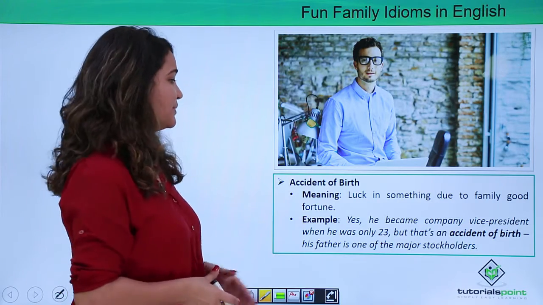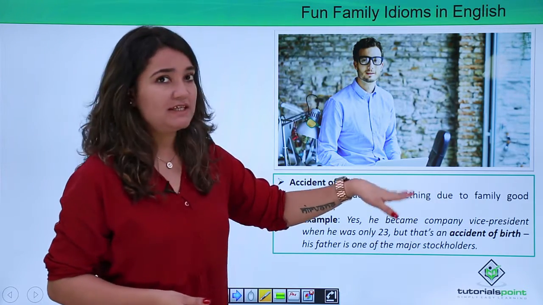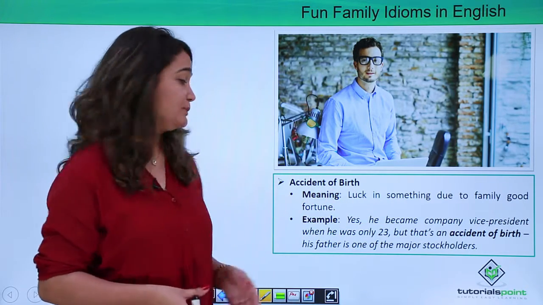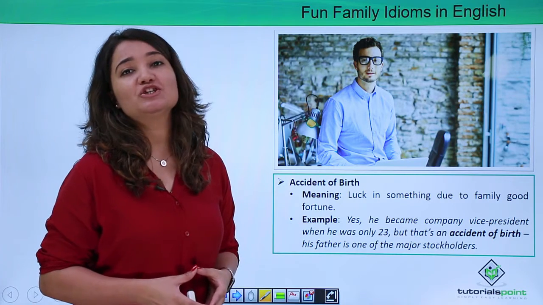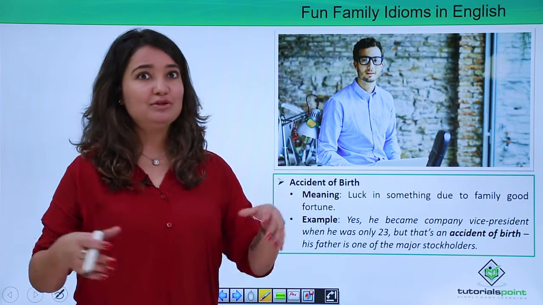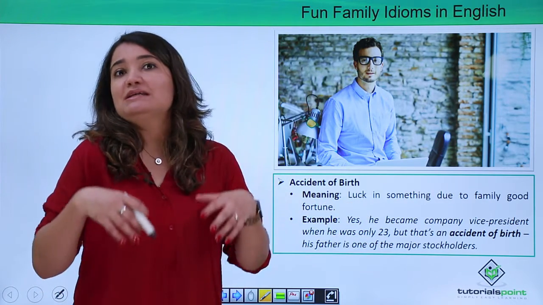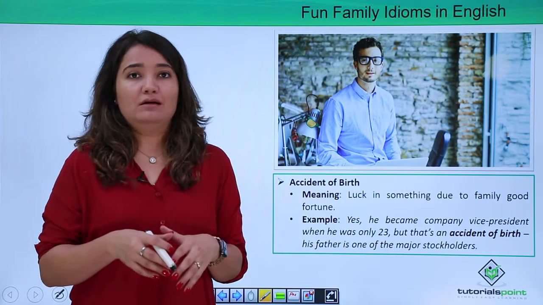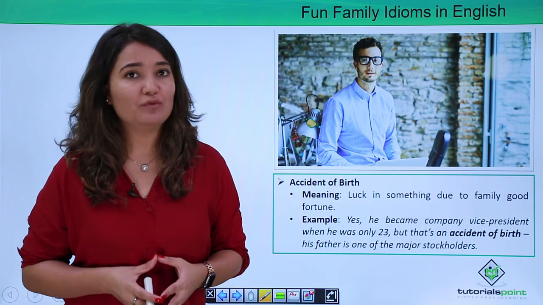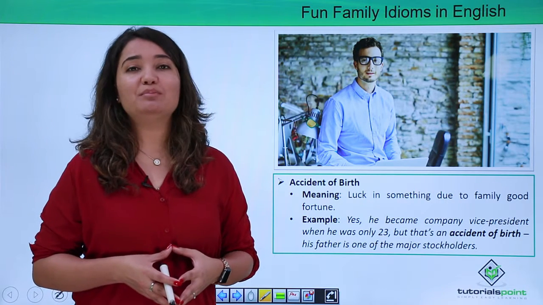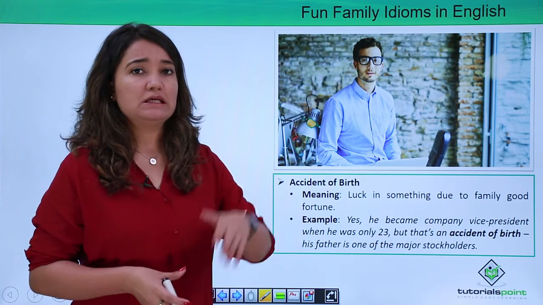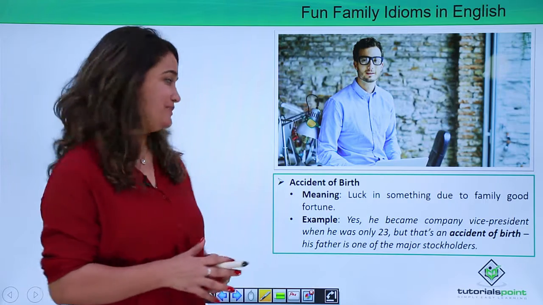Let's look at an example. Yes, he became company vice president when he was only 23, but that's an accident of birth. His father is one of the major stockholders. Well, yes, there are people who happen to excel in their career or reach the top level in their business by accident of birth, or they step up the ladder in their career by accident of birth. So if you happen to see such people, this is the right phrase to use for them.